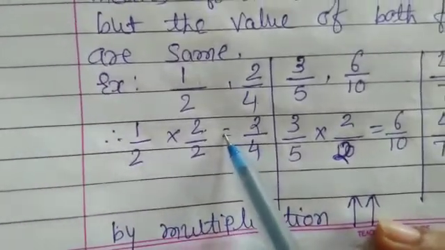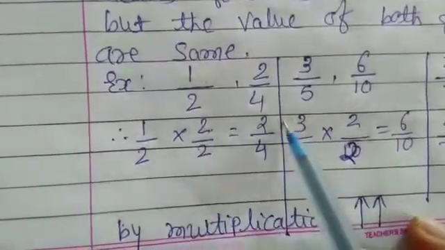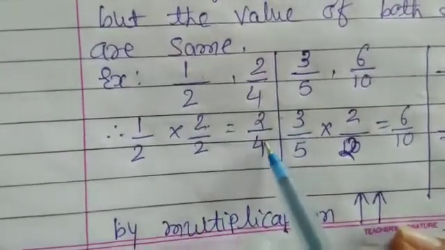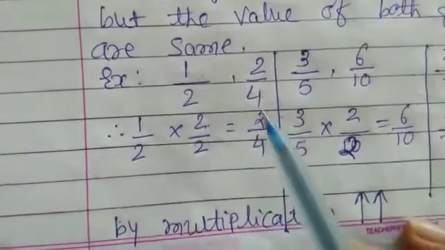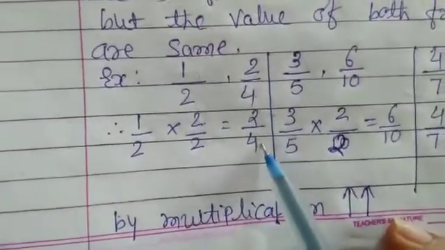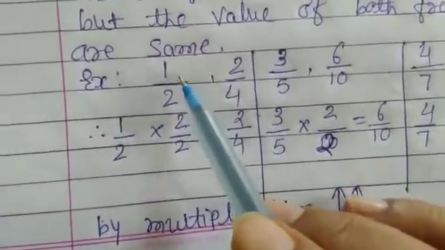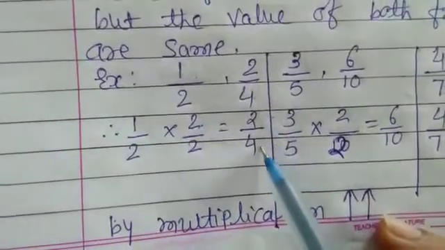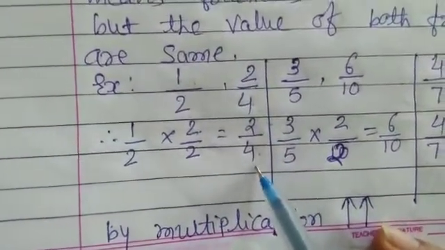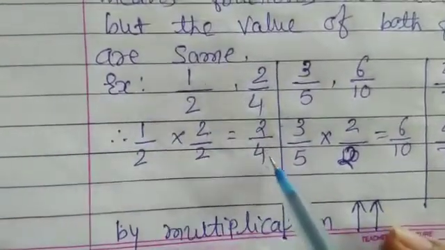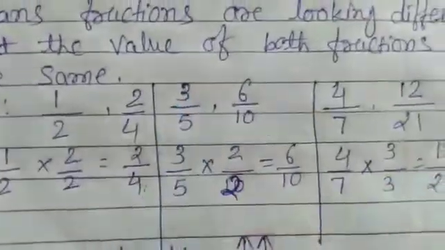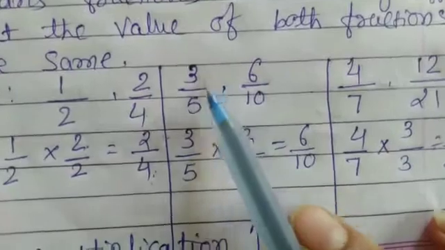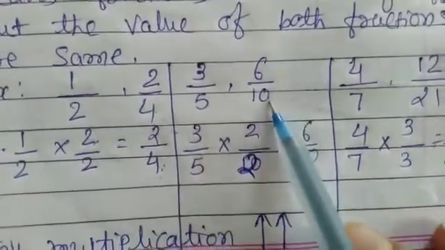So the answer is 1 2 is 2 and 2 2 is 4, means 2 by 4. And 1 by 2 and 2 by 4, both are equivalent fractions. Like 1 by 2 and 2 by 4, both the fractions look different but the value of the fraction is the same. Next example, 3 by 5 and 6 by 10.